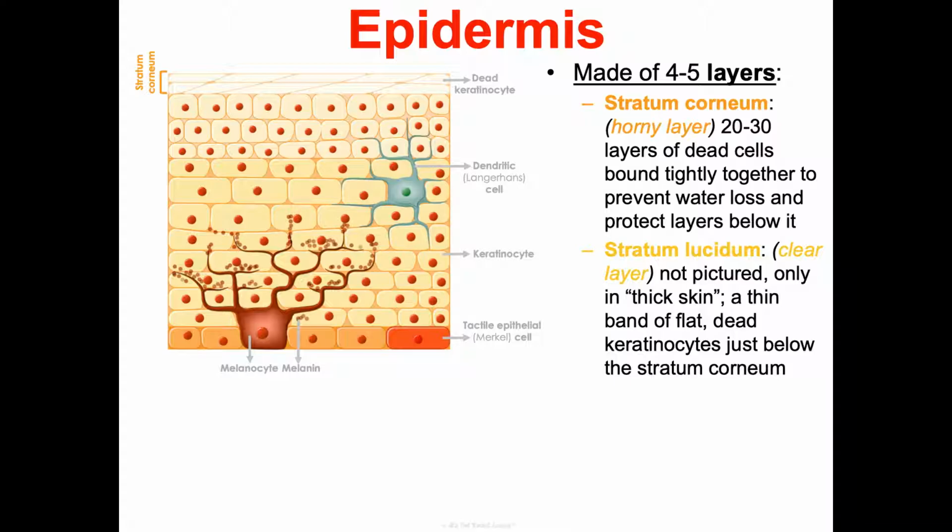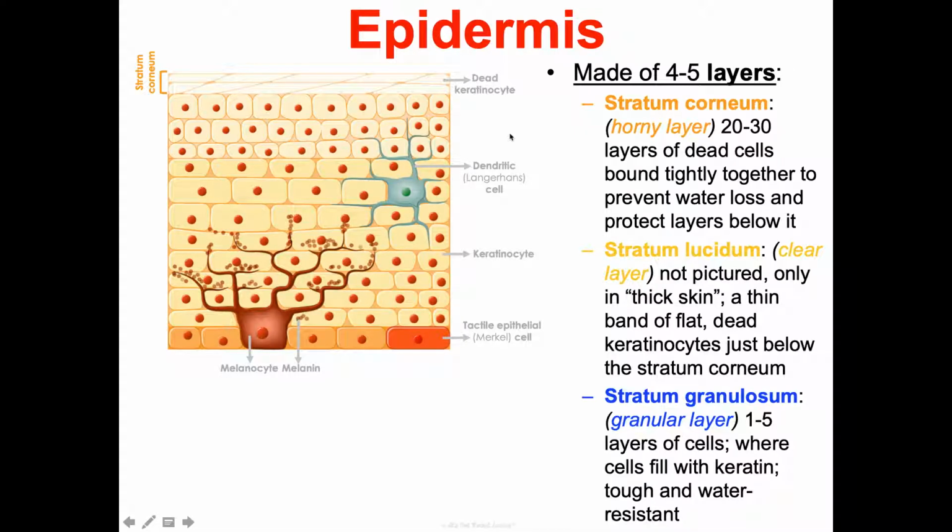All right, just deep to that is our stratum lucidum. This is a clear layer. It's not pictured here, and it's because this is the layer that would only be in thick skin. So like in the palms of your hands and the soles of your feet. So this is that layer number 5. It's just a really, really thin band of flat, dead keratinocytes again, and it's just beneath that stratum corneum. That's all.